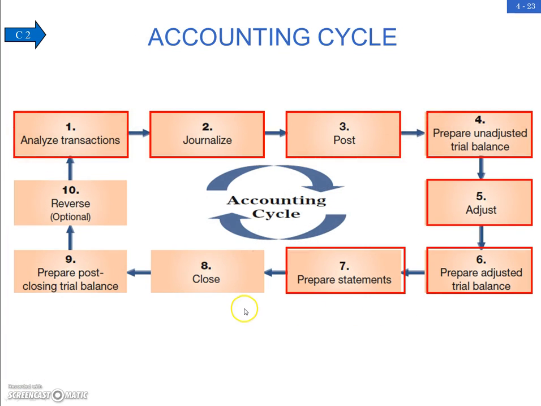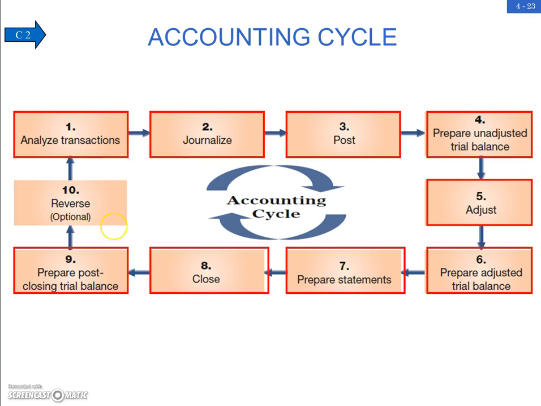So those are the final two steps that I said we'd cover here. 8 and 9, right? Close those temporary accounts and, of course, prepare that post-closing trial balance. Step 10, we will never learn. It's an optional amount where we create reversing entries for the next period. Don't trouble your mind. If you're interested in learning them after this semester, give me a call and I'll be happy to instruct you on what it is.